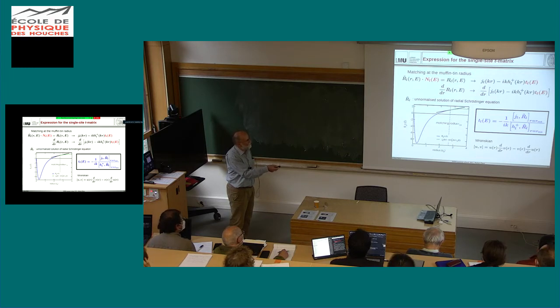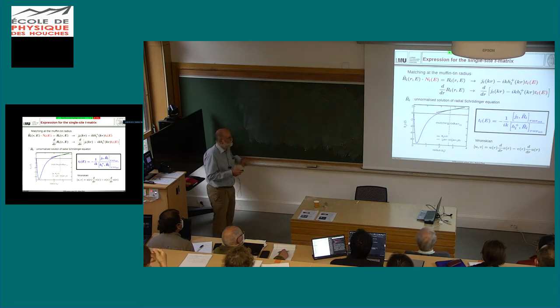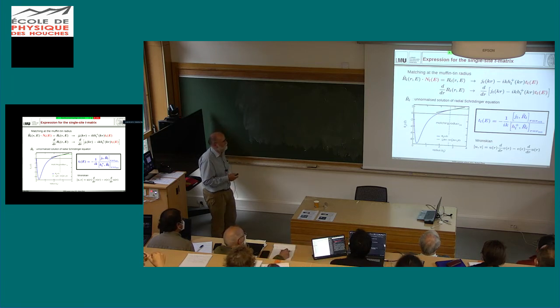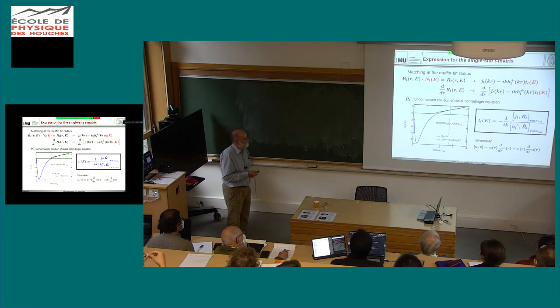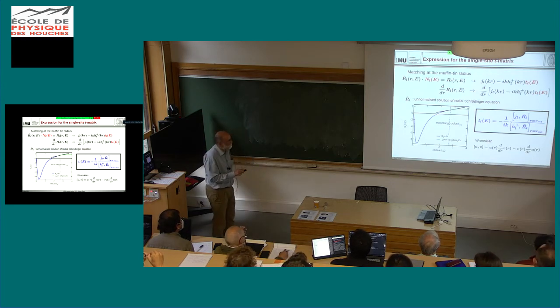So if you calculate this object here, you see immediately you don't need the normalization for the radial function, because it shows up at the top and at the bottom, and so whatever your normalization for the radial function is, it will drop out. And so this allows us really to get the T matrix.